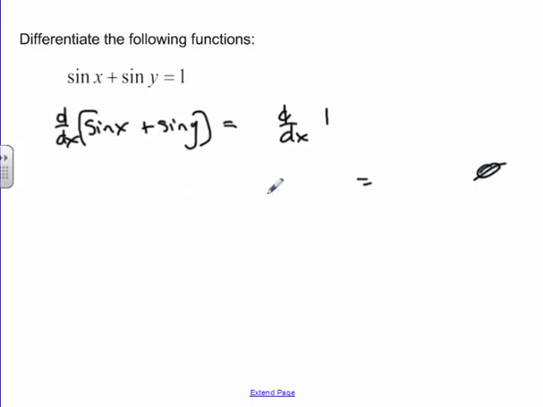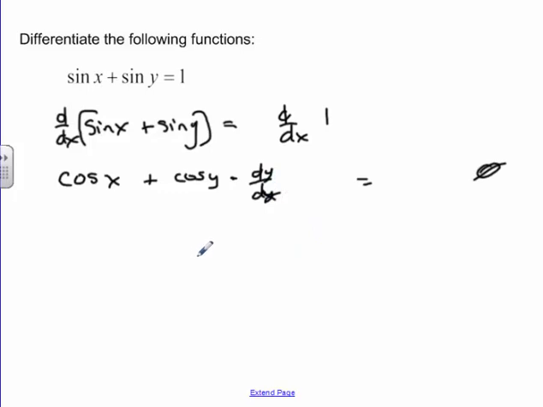Well, derivative of 1 is 0, so that side's easy. So I need to find the derivative of each of these independently. Sine x becomes cosine x. Sine y becomes cosine of y. But hey, we were deriving with the wrong variable, so you need an extra dy over dx sitting at the end here.